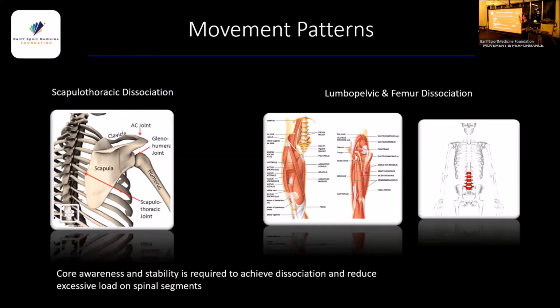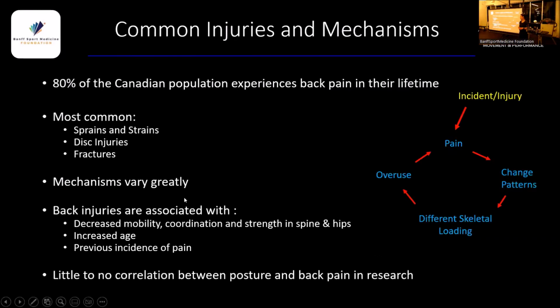Okay, so 80% of the population experiences a back injury in their lifetime, and that's a lot. So the most common things that happen are sprains and strains. You know, I pulled my back. The good one I heard recently was taking a cup out of the dishwasher. Strained my back doing that. Disc injuries. Everyone's heard about a bulged disc here and there, and fractures. I fell on my back, you know, those sorts of things.